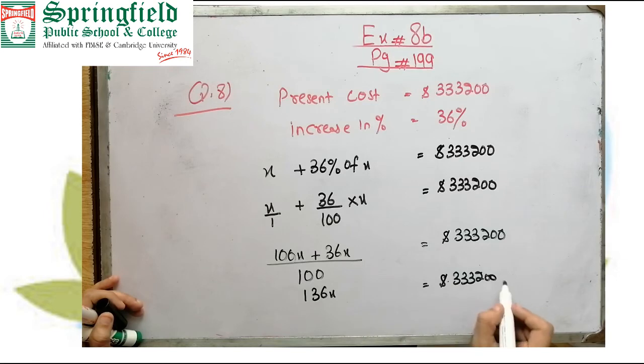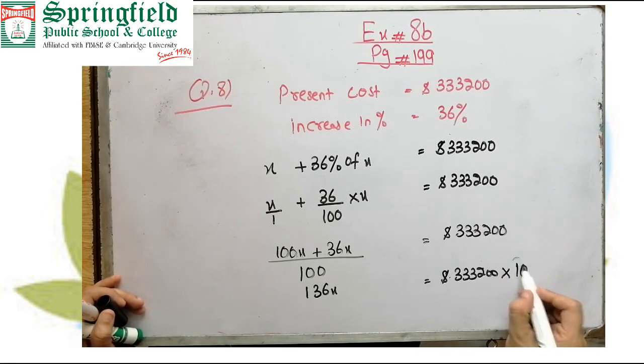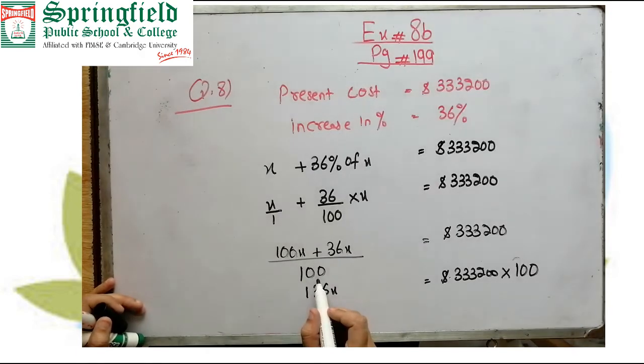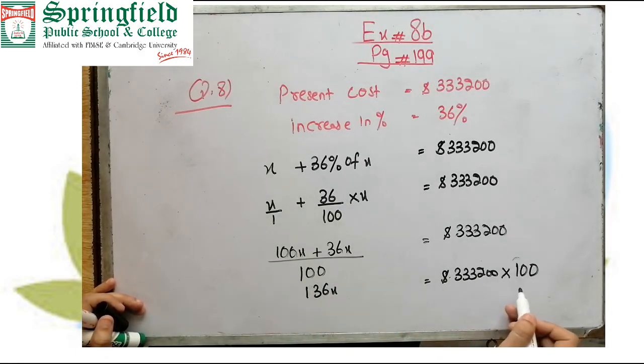333200 multiplied with 100. Here the 100 is in division form. When 100 moves to the right side, it will multiply with this number. So then x will become 333200 multiplied with 100, divided by 136.